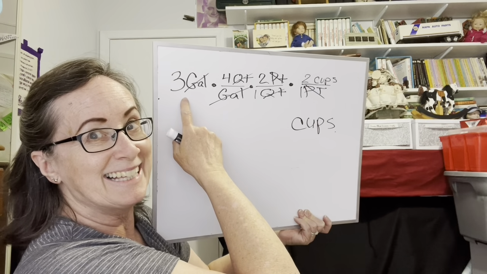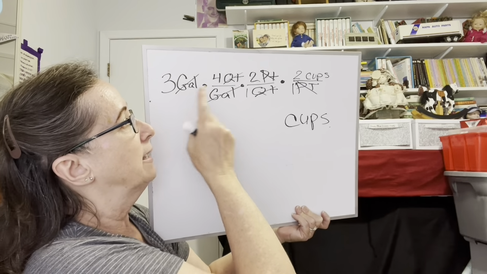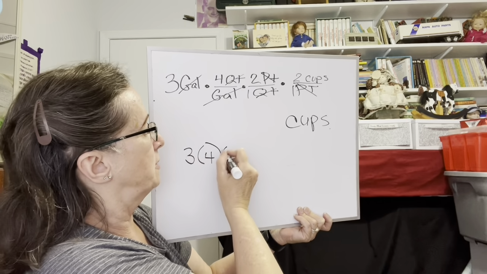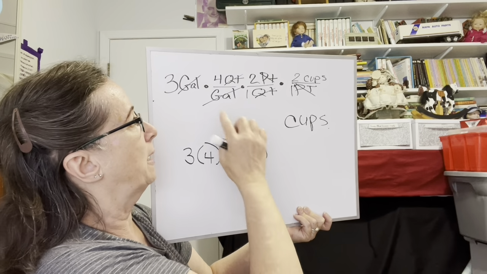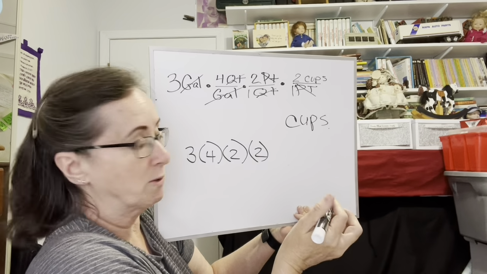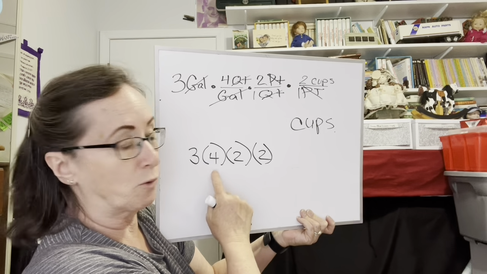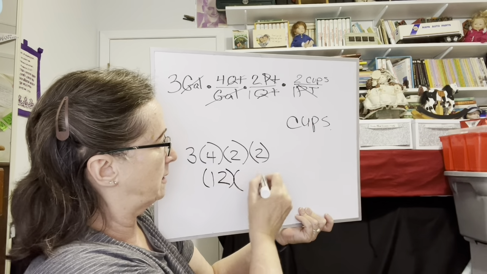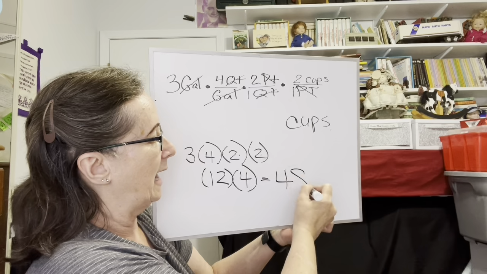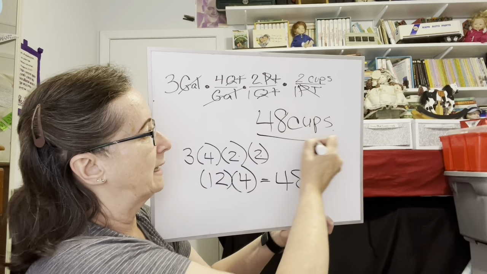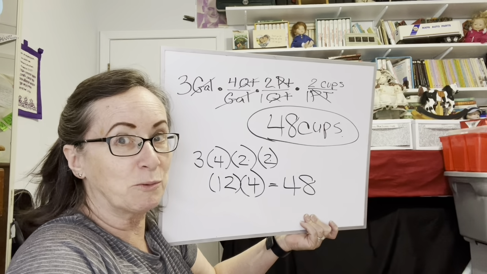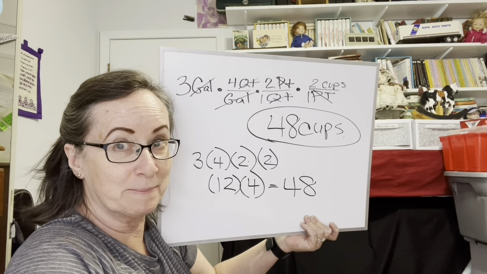Now, I already have the 3 sitting there, don't I? 3 gallons was what we started with. So now all I have to do is multiply. 3 times 4 times 2 times 2. And on the bottom, I just had 1 gallon, 1 quart, 1 pint, so there's nothing on the bottom, just 1 times 1 times 1. Now 3 times 4 is 12. Times 2 times 2 is 4. 12 times 4 is 48 cups. 48 cups, and that is correct. And that is the correct way to write that problem.